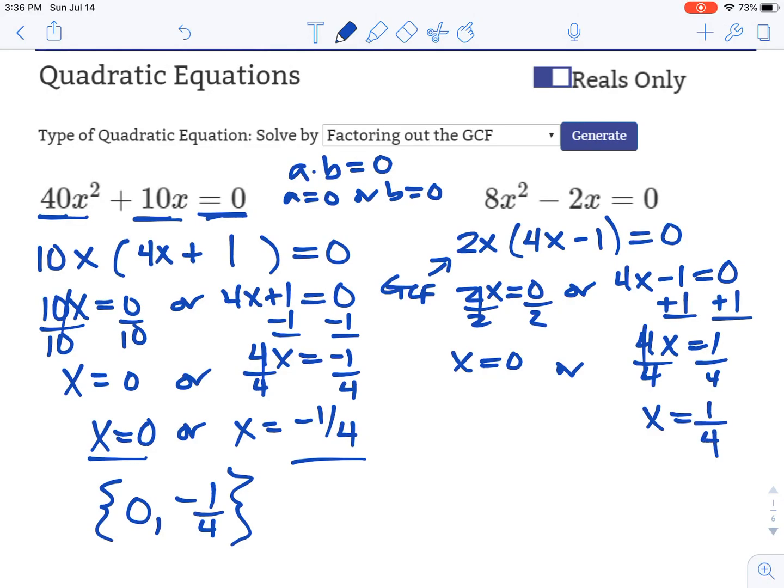But that's how we do it. We just set each factor equal to 0 and get our two options. So x is 0 or x is 1/4. So in this case, it'd be 0 and positive 1/4. And of course, it's not always going to be 0 or a negative or positive 1/4. There's just two examples.